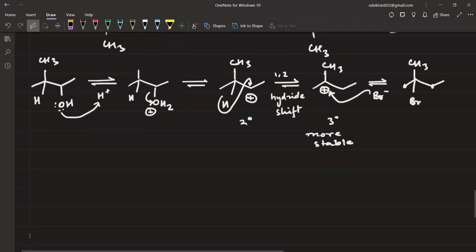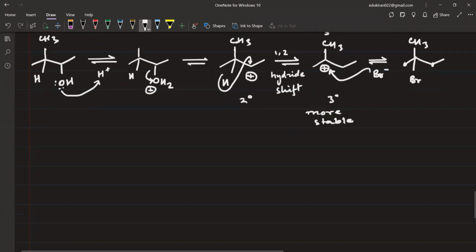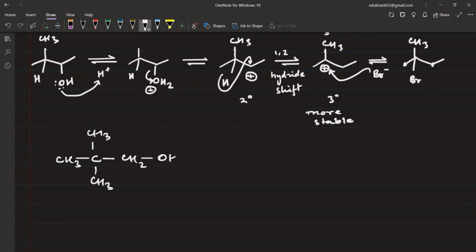I'll write one more example. Let us suppose you have CH3 attached to a carbon atom, which is further attached to 2 more CH3s, and then we have CH2OH. Now, if I react this molecule with HBr, our expected product is that this carbon should get the Br. But actually, what happens? We get a product like this.